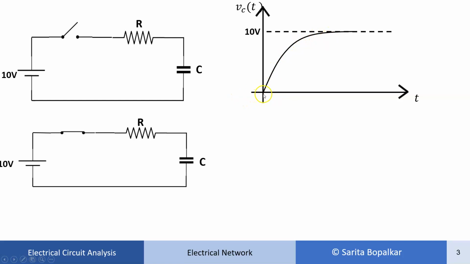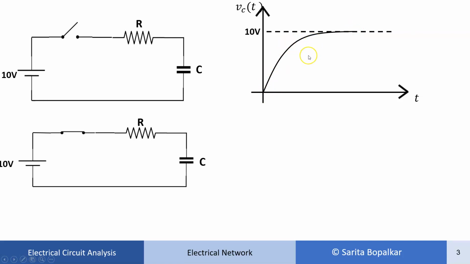So this is the initial steady state and this is the final steady state, because after this 10 volt, the voltage across the capacitor remains 10 volt. It will not increase above 10 volt. Before applying 10 volt, the state of the capacitor is called the initial state, and this is the final. So going from the initial steady state to the final steady state is called a transient response.